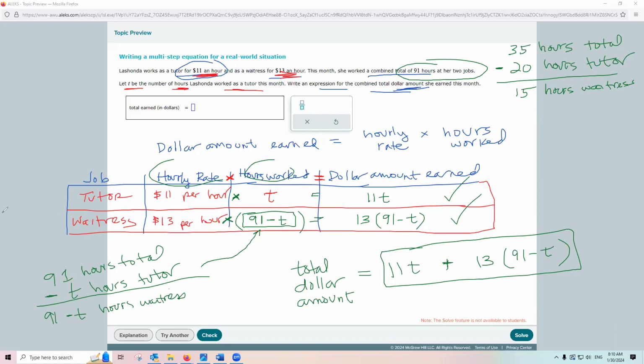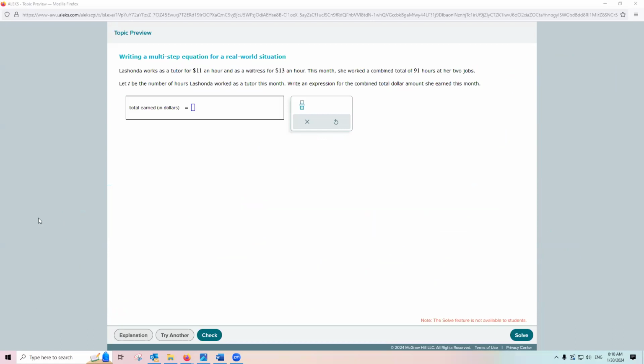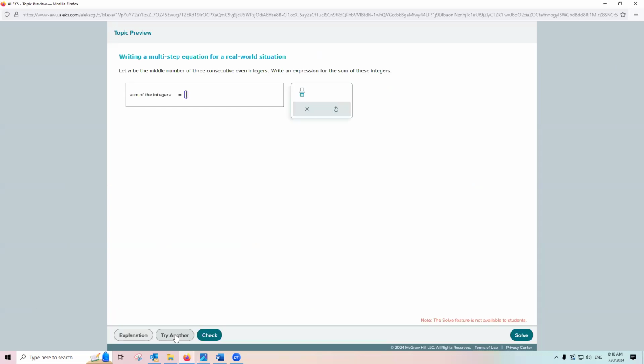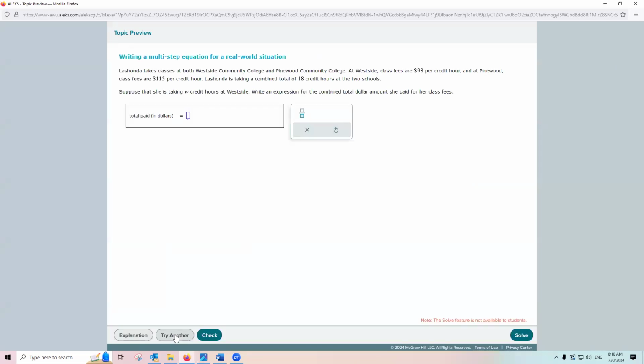Let me do one other quick example similar to this, just so you can see the setup. Let's do this one. All right, so this one says she's taking classes at West Side College in Pinewood. At West Side, the class fees are $98 an hour. Pinewood, class fees are $150. She's taking a combined 18 hours. Suppose she's taking W hours at West Side. Write an expression for the combined total dollar amount she paid for her classes.